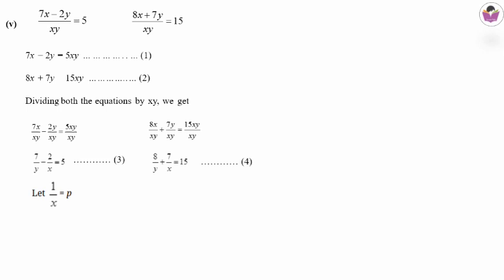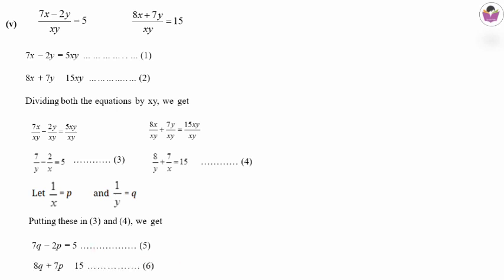Go for the assumptions like 1 by x is equal to p and 1 by y is equal to q as before. What you have to do, just substitute this in equation number 3 and 4 as before. Here a little bit of confusion will be there. First one is 7q because we are having the y term first, so 7q minus 2p is equal to 5, equation number 5. Next we have to go for 8q plus 7p is equal to 15 after substituting in equation number 4. We have to label it as equation number 6.